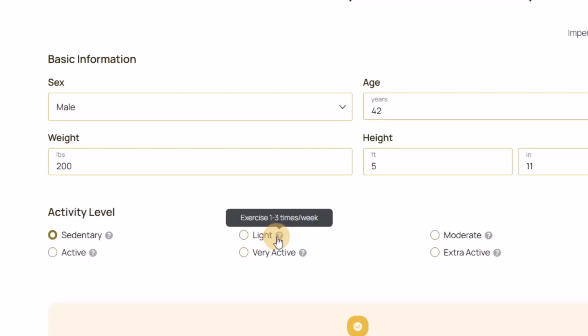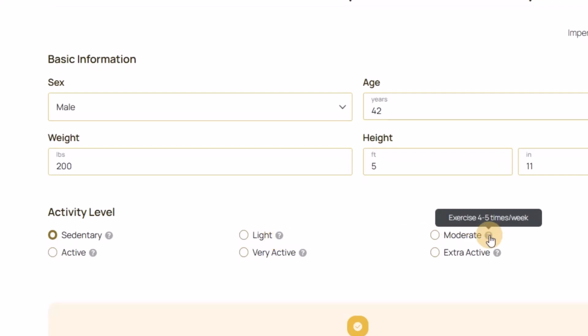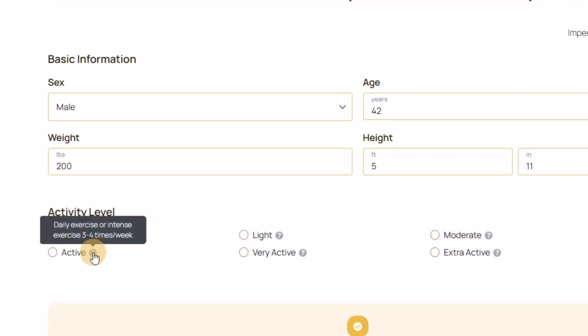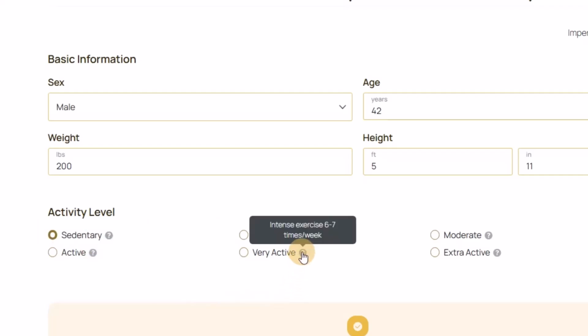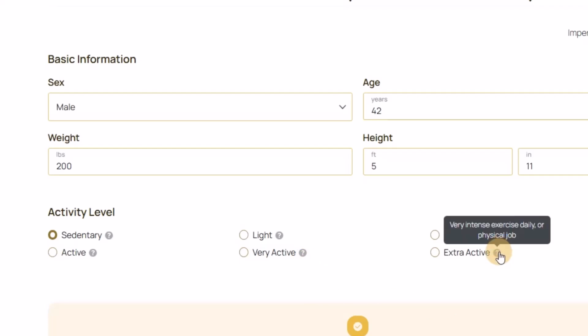Lightly active assumes that you exercise 1 to 3 times per week. Moderately active assumes that you exercise 4 to 5 times per week. Active assumes that you exercise daily or perform at least 3 to 4 intense exercise sessions per week. And extra active assumes that you perform daily intense exercise sessions or have a very active and physically demanding day job.